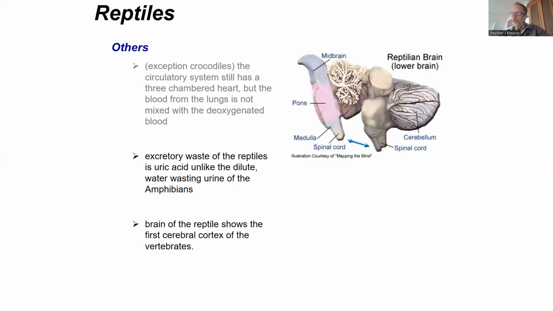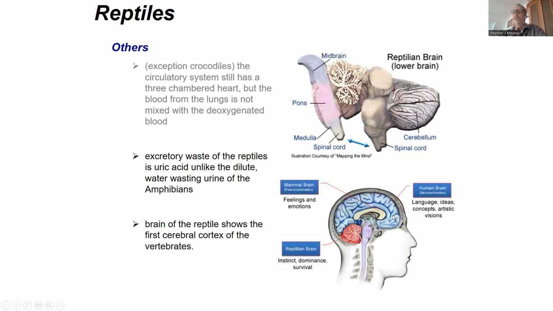The brains of reptiles also show development because as the body becomes more developed, there is more in the nervous system that needs control. And consequently, the first cerebral cortex of the vertebrates appears in the reptiles. Here, on the human brain, the forepart is for the most part devoted to what we call higher learning, higher ideas, language, concepts, artistic vision. But our reptilian brain here in the back is instinct, dominance, survival.